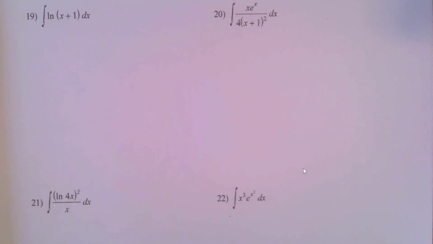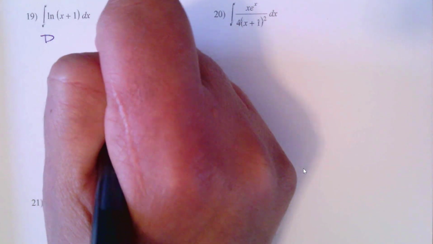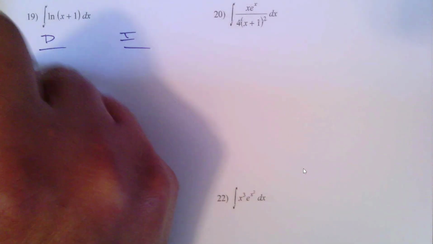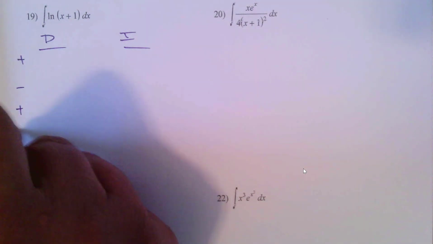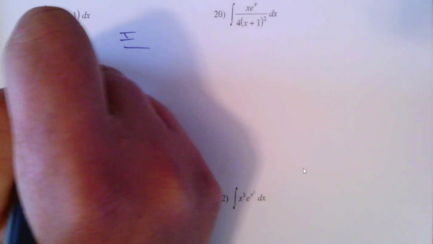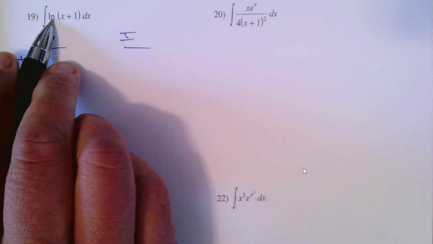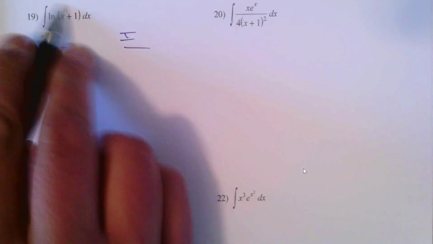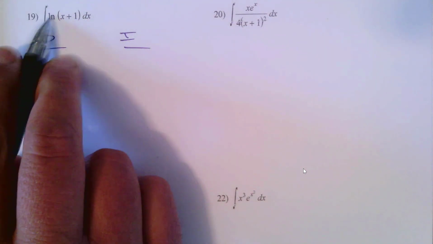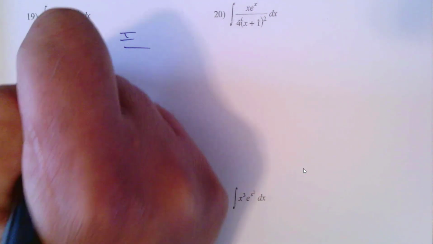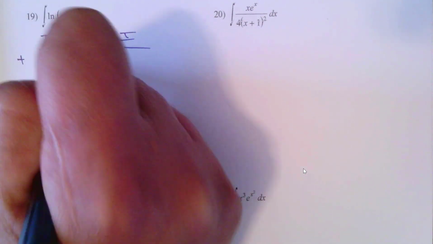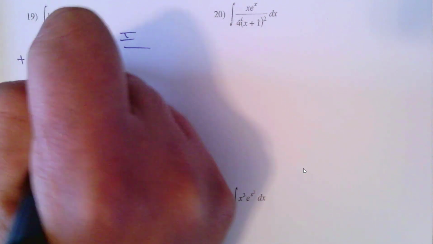This one involves natural log of x plus 1. Okay, we're going to do integration by parts again. So D, I. What's going to go in the D column? Put in our signs here: plus, minus, plus, minus, plus, minus. Okay, alternate. The D column, well, we don't really have too many choices here. It looks like there's only one thing here, and it has a natural log, so natural log typically is going to go in the D column. So we're going to differentiate natural log of x plus 1.